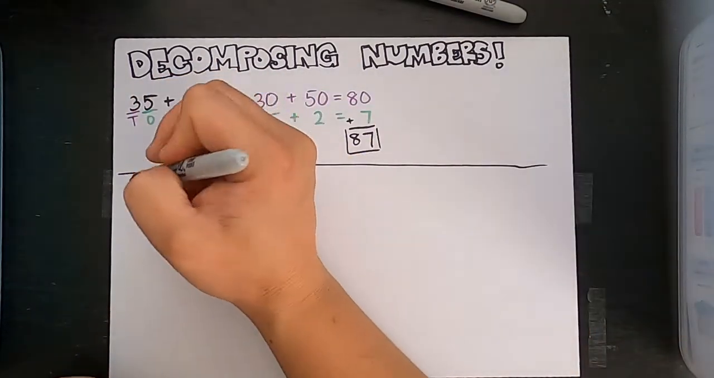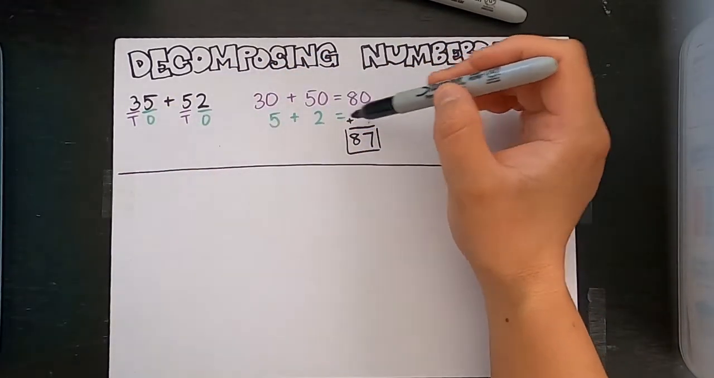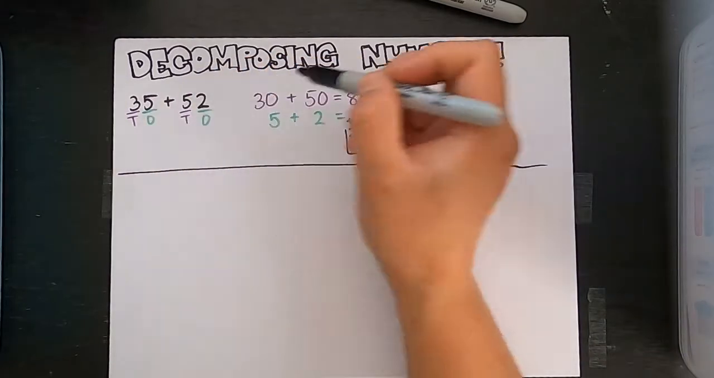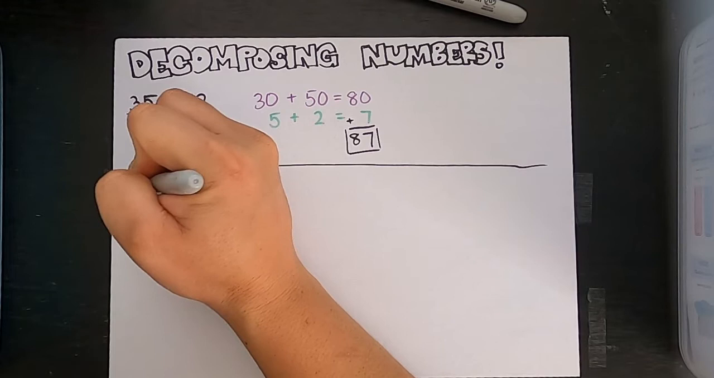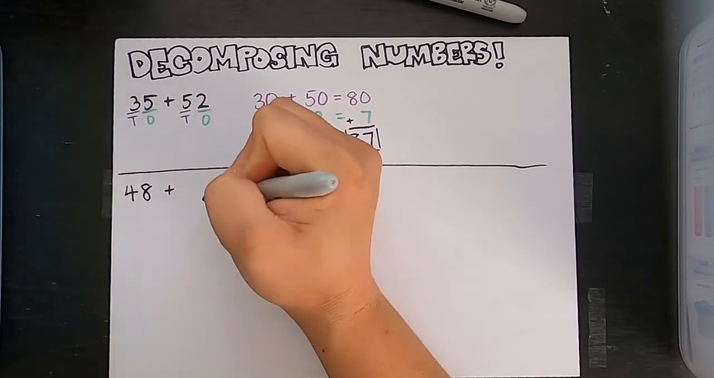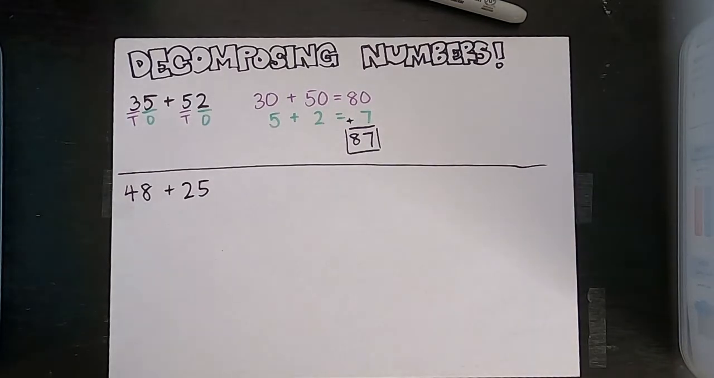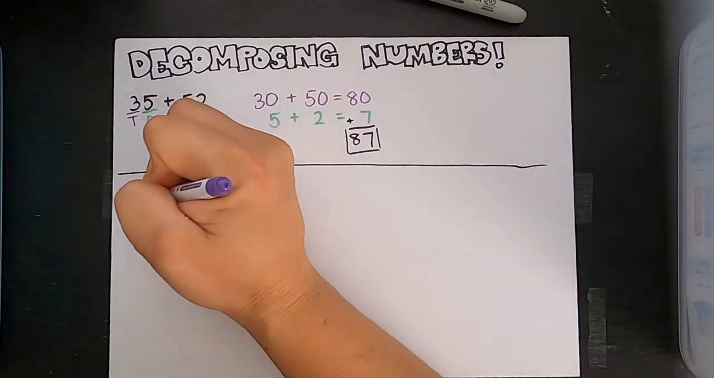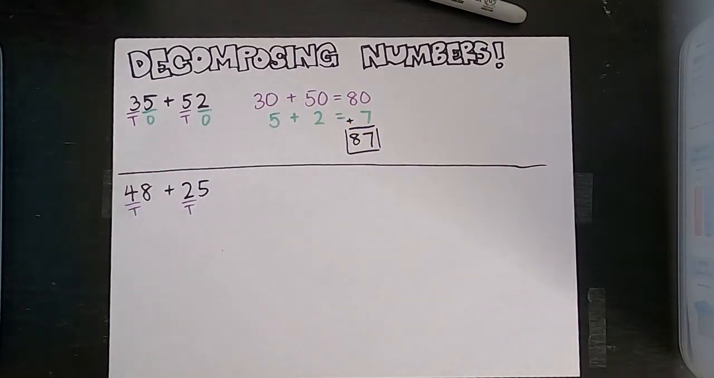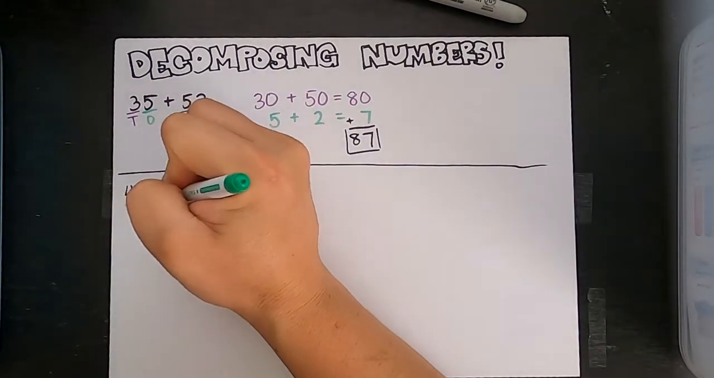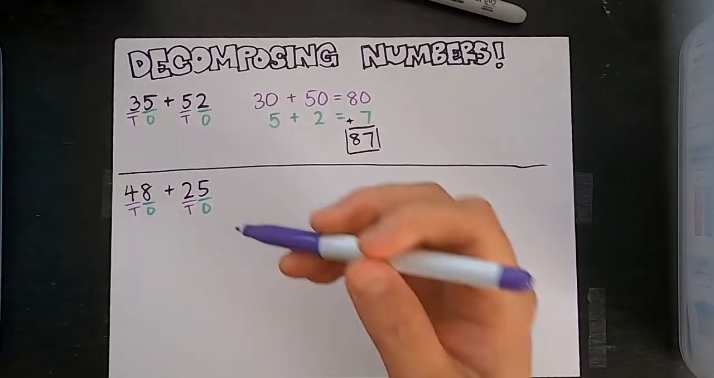Now let's try to get a little trickier. Now I'm gonna do double digit numbers with regrouping, and I'm gonna show you why it's simpler to do it this way. You can even, I'll write it out for you. Okay, here we go. Let's try 48 plus 25. So again, we're gonna start by labeling the place value. Decomposing numbers is all about place value. All right, let's hit the tens first.